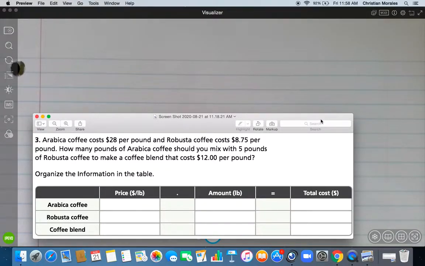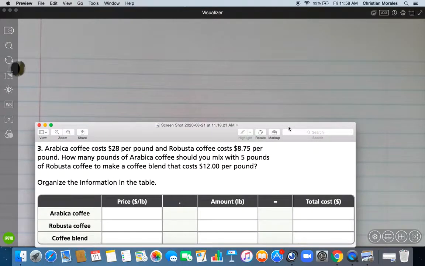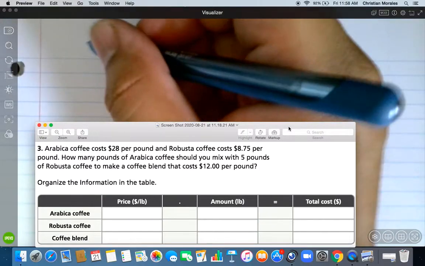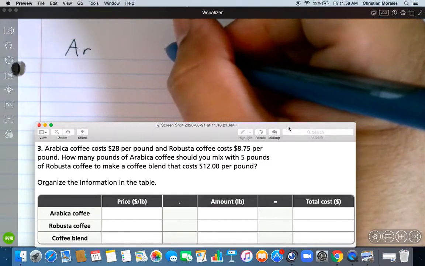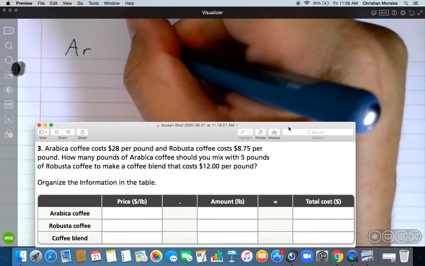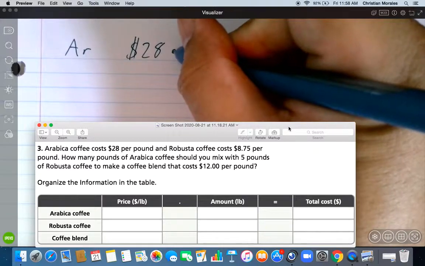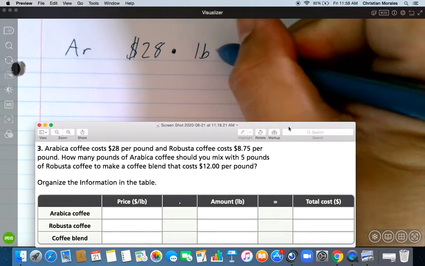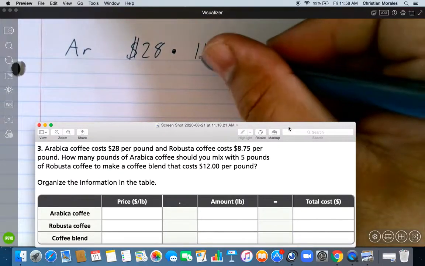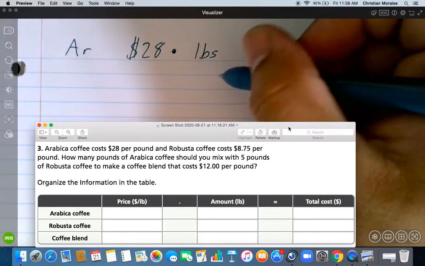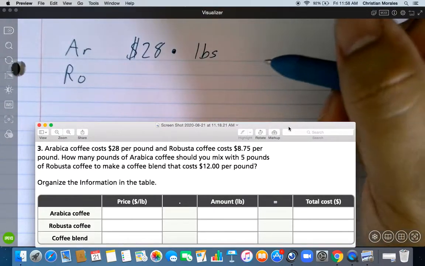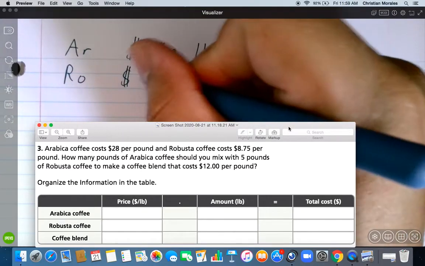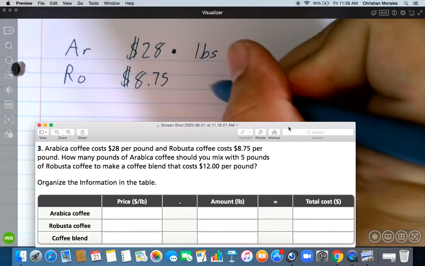So the table is kind of a strategy to help you organize this. If you don't have a table, here's how you would write it down as you read the information. Arabica coffee. What's the cost of Arabica coffee? $28 per pound. Robusta coffee costs $8.75 per pound.